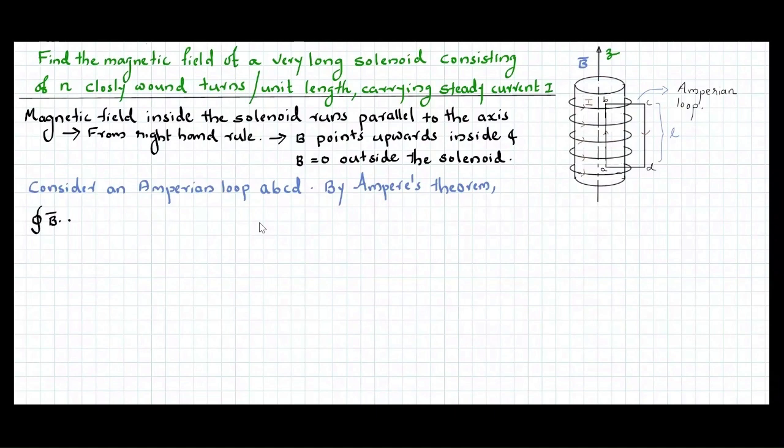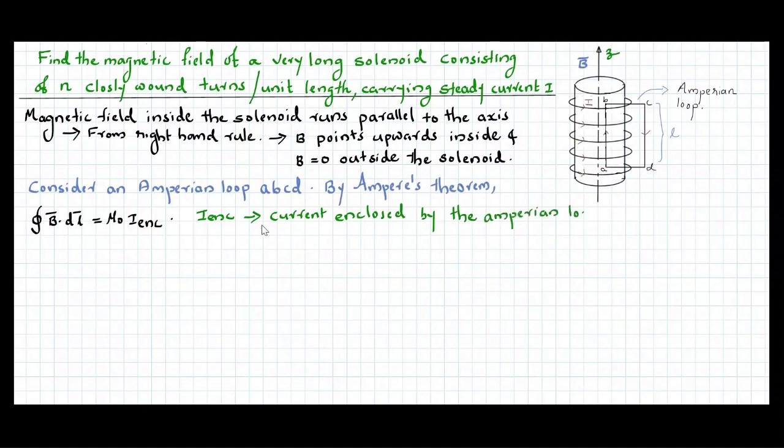If you consider a rectangular Amperean loop ABCD, then by Ampere's theorem, closed integral B dot dl is equal to mu 0 I enclosed, where I enclosed is the current enclosed by the Amperean loop. Now how do you find closed integral B dot dl?